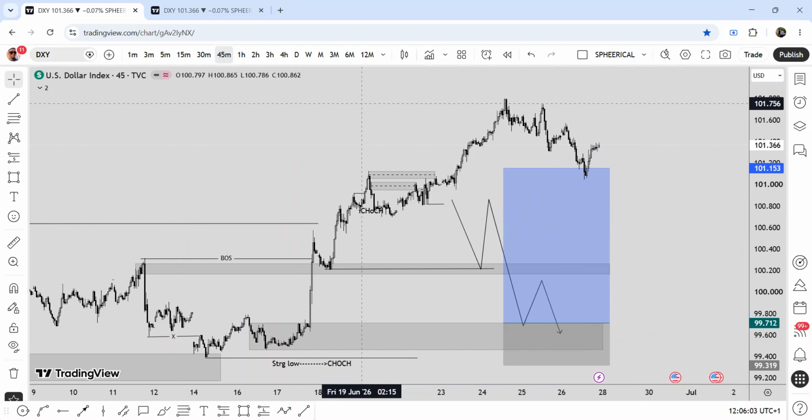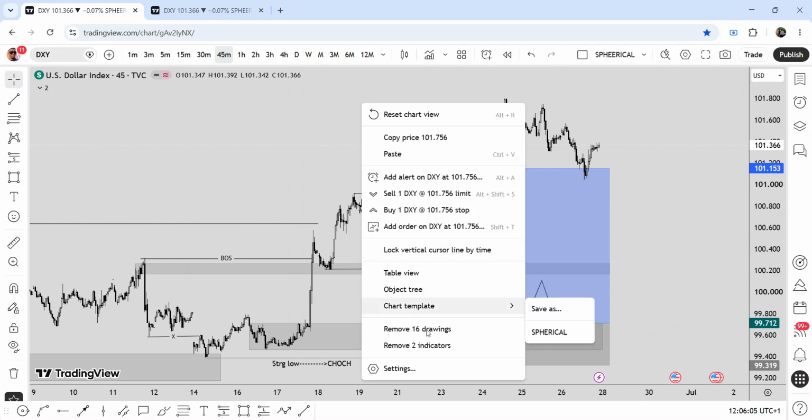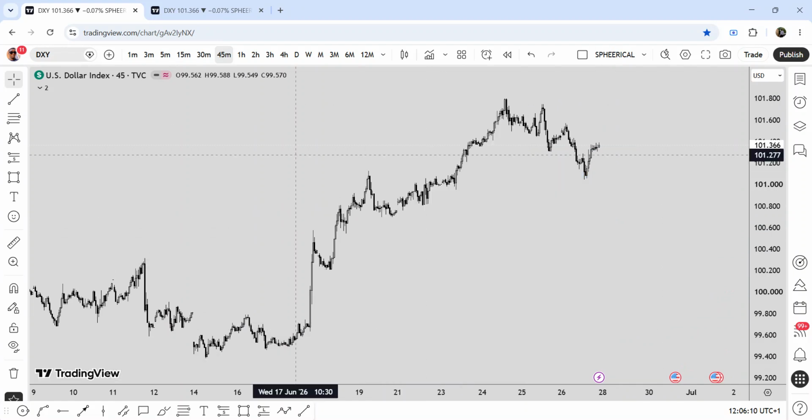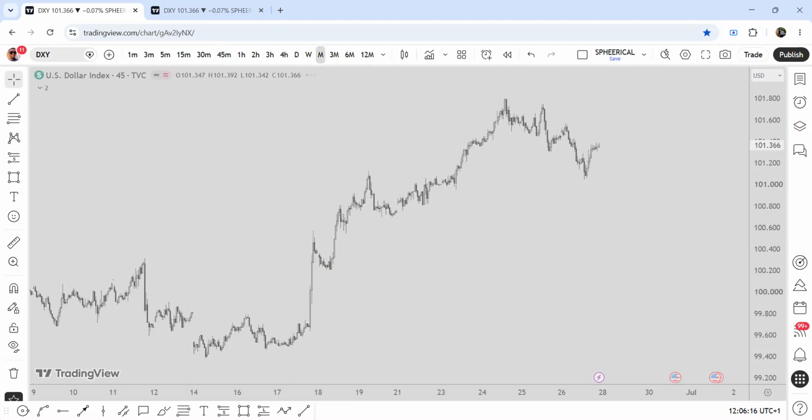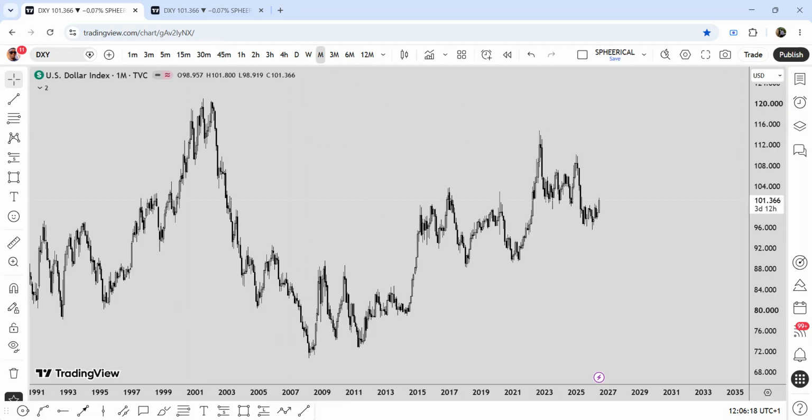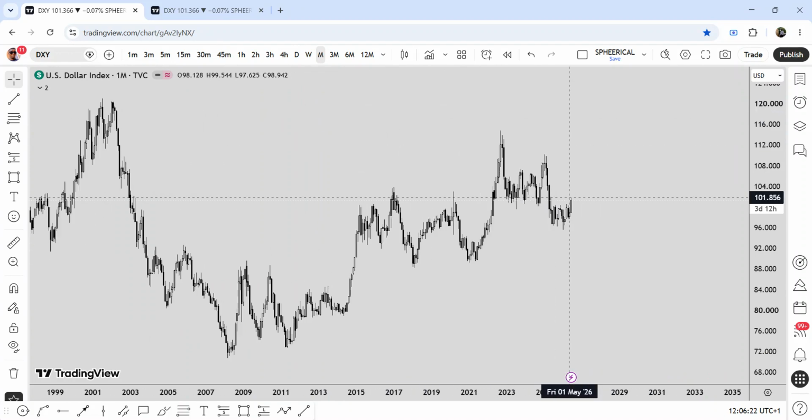So, not wasting time, let's clear everything we have here so that we do a quick top-down analysis only on this DXY, whereas we will correlate what is happening in this DXY with other pairs like GBPUSD, EURUSD, USDJPY, USDCHF, gold, BTC, and many others. So this is what we have here on the monthly time frame.